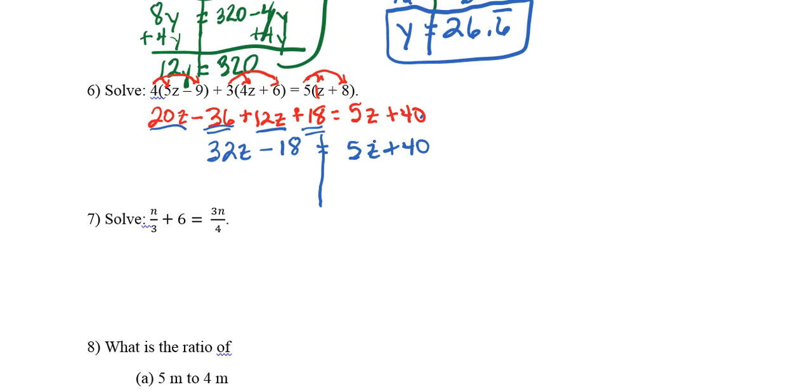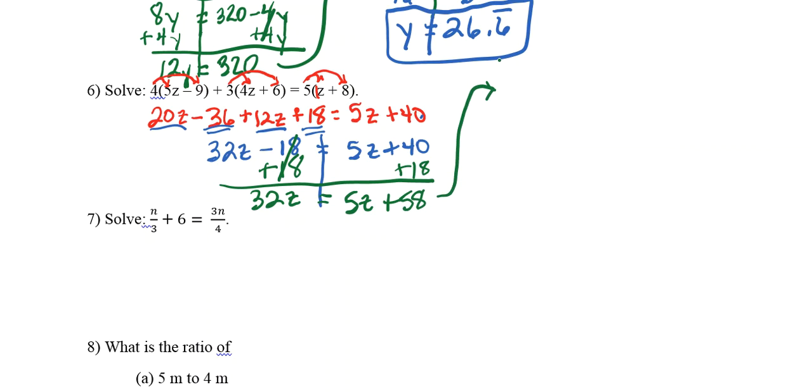Okay, now that I have like terms combined on one side, I'm going to go ahead and put like terms together on opposite sides. I'm going to go ahead and start with the constant. Again, it doesn't matter. So since I'm going to move this 18, it's subtracting, I'm going to add 18. So I get 32z. It's the only thing left over here. Still have the 5z, and now I have 58. Again, I'm going to bring it up just to save room.